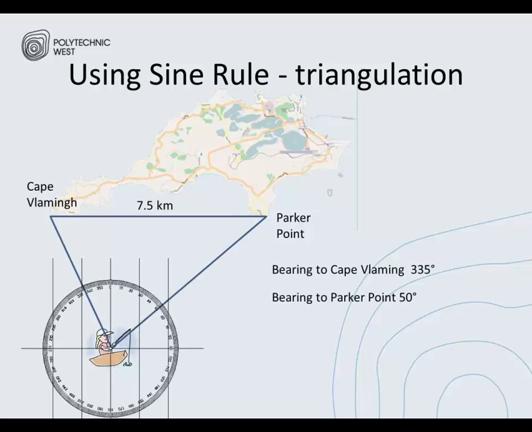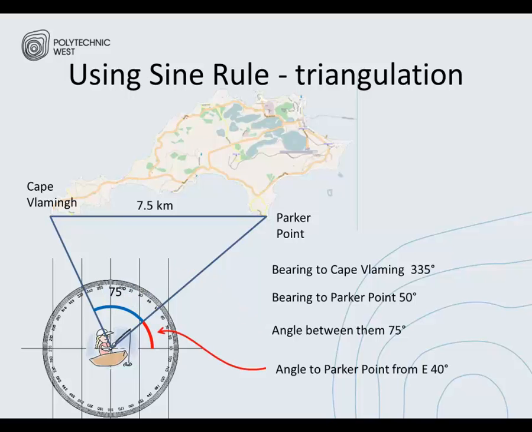I take bearings between myself and those two locations, and I find the bearing to Cape Flaming is 335 degrees and the bearing to Parker Point is 50 degrees. The angle between those two is 75 degrees. From the chart, I find the distance between Cape Flaming and Parker Point is 7.5 kilometers.